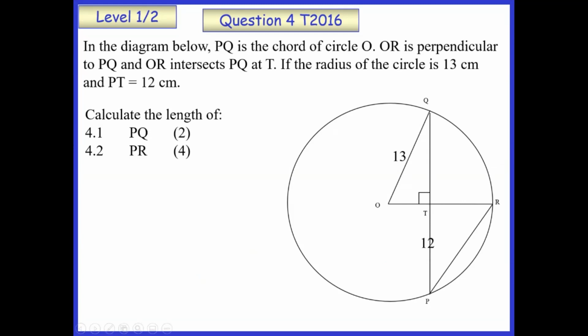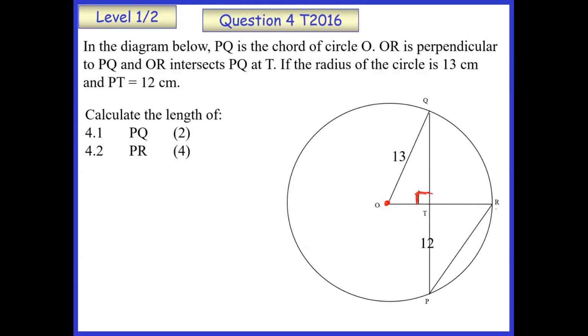All right. Let's read this question. It says in the diagram below, PQ is the chord of a circle. OR is perpendicular. Can you see that? I just want to highlight that. And remember, they're telling us O is the center of the circle. Sorry, that word is missing, so add that in: O is the center of the circle. And then it goes on to say, if the radius of the circle is 13 and PT is 12.